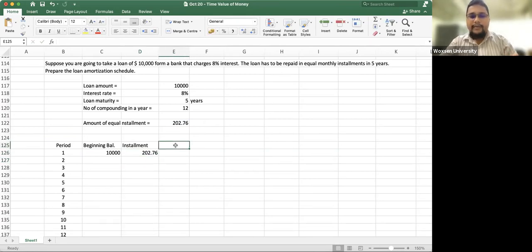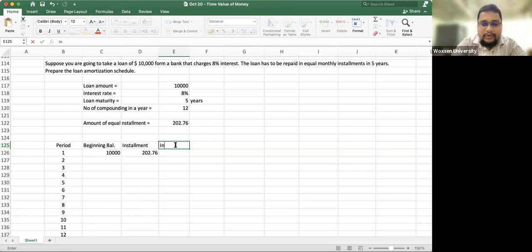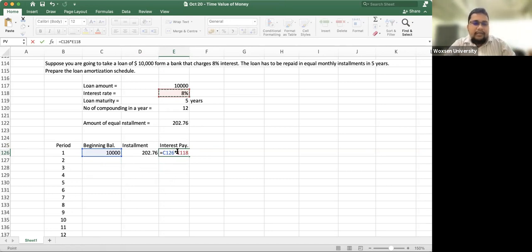Okay, now I'm going quickly because I have already shown all the calculation and explanation before. After installment, out of the installment, how much is the interest payment? Interest. So interest payment will be equal to the beginning balance times, look very carefully, the interest rate. But the period is 1 month, so we cannot apply yearly interest rate. We have to apply monthly interest rate, so it will be divided by 12. Yearly interest rate divided by 12, and the whole thing should be locked, because every time we copy it down, the rate will be the same. Only the beginning balance will change. This is why we are not locking that.